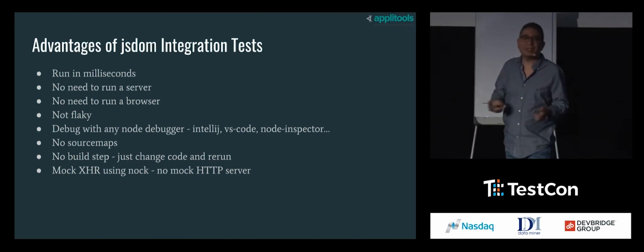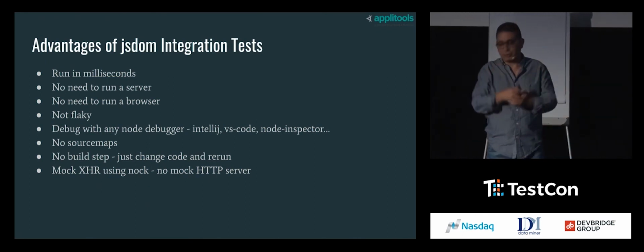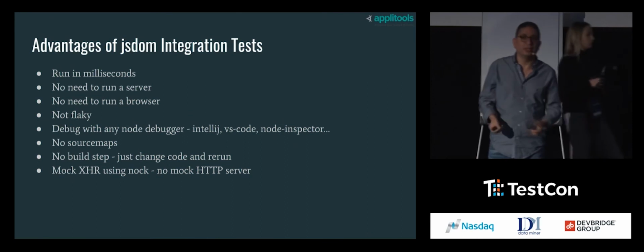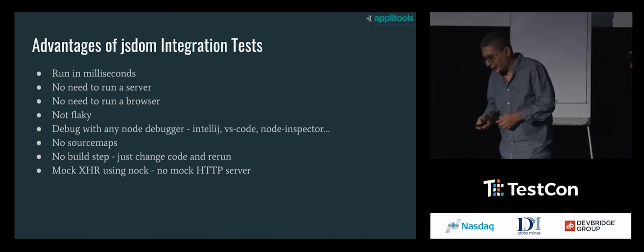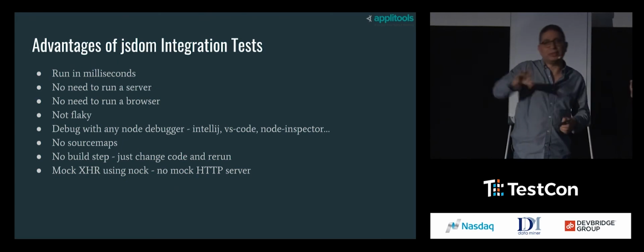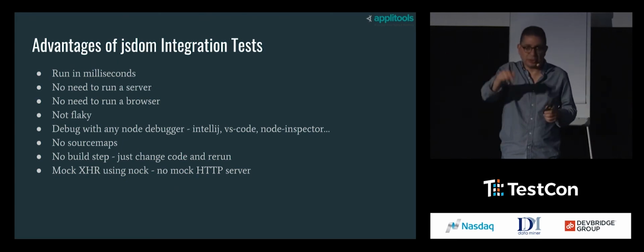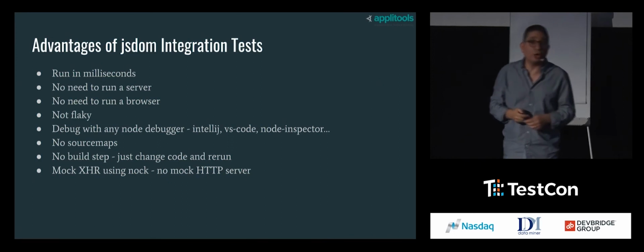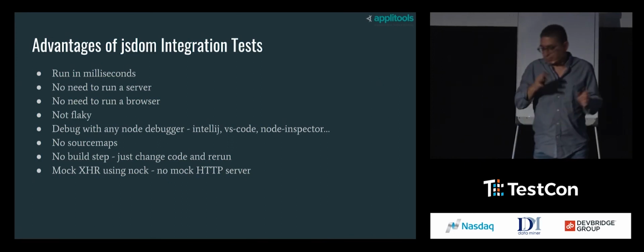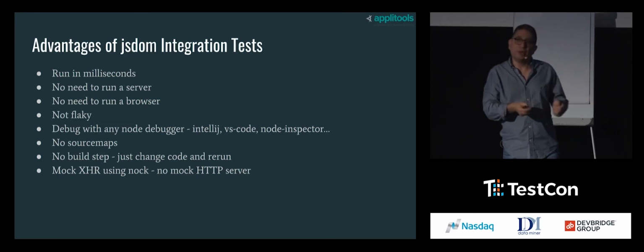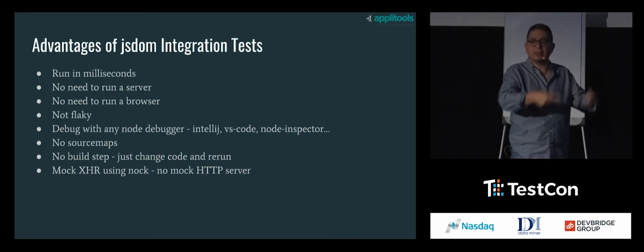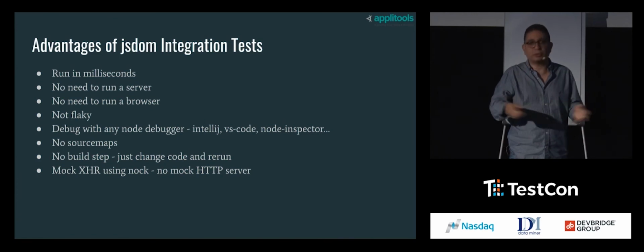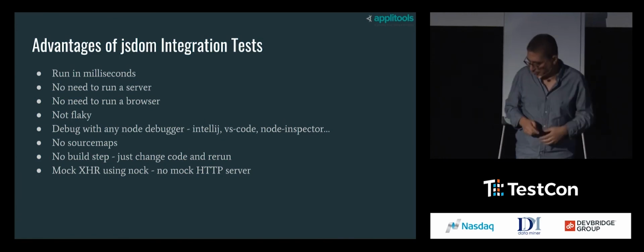No need to run a server to make the browser work. No need to run a browser to consume all that memory and make everything flaky. You can debug, and you don't need to debug with Chrome Developer Tools. You just debug with any regular Node debugger. No build step. That's easy. When we worked on the application, we had to rebuild everything on each change. Here we just run the test again, and it works.